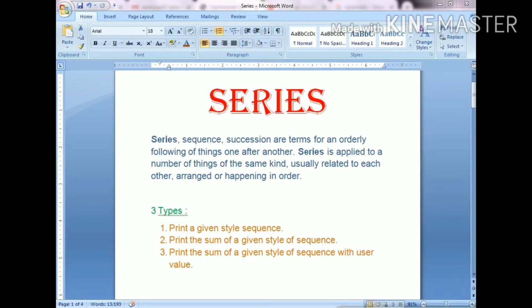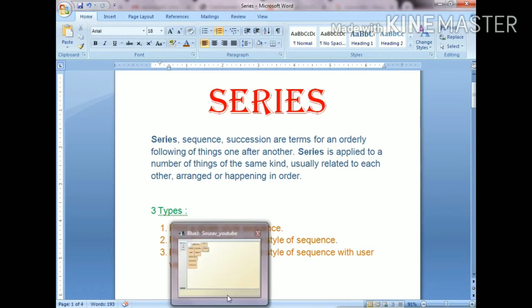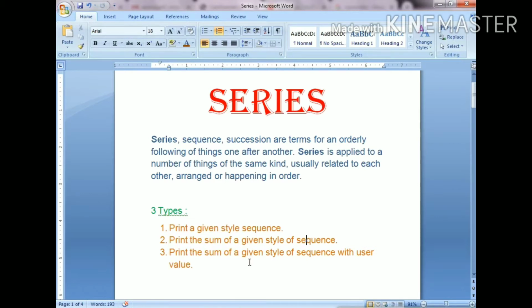So there is another video of the series sequence. In this video we can understand how to print the sum of a given series of sequence with user values. Till now the user didn't get to enter any values, but now the user interacts with the program, so the user has to enter a few values.